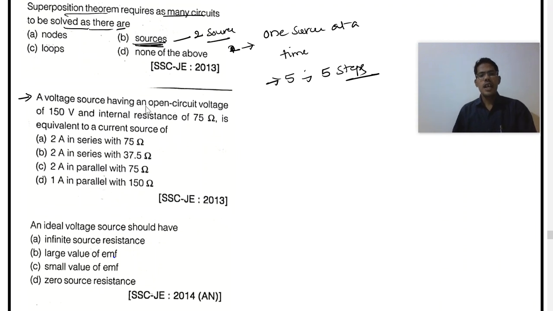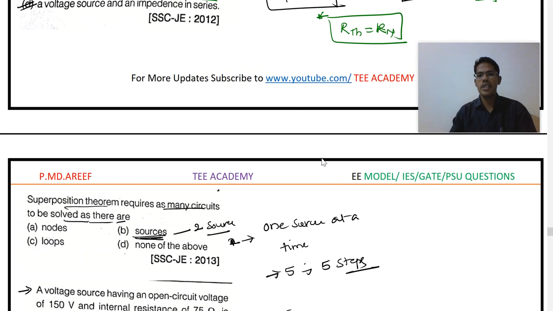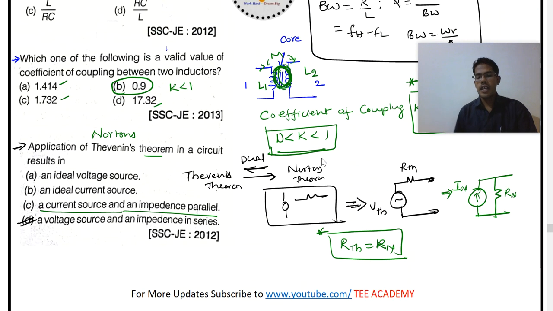Now this question: a voltage source having an open circuit voltage of 150 volts and an internal resistance of 75 ohms is equivalent to a current source of... So we have a 150 volts source, plus or minus. The internal resistance is 75 ohms here. So we have to convert this into a current source.